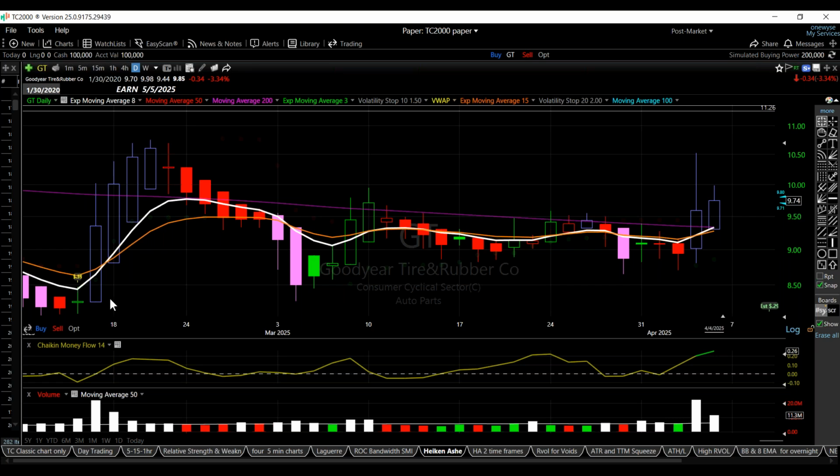Now you notice when it did it over here, you see how it stacked 4 candles like that. And this was GT. There weren't very many bullish Heikin-Ashi reversals yesterday. Very few.